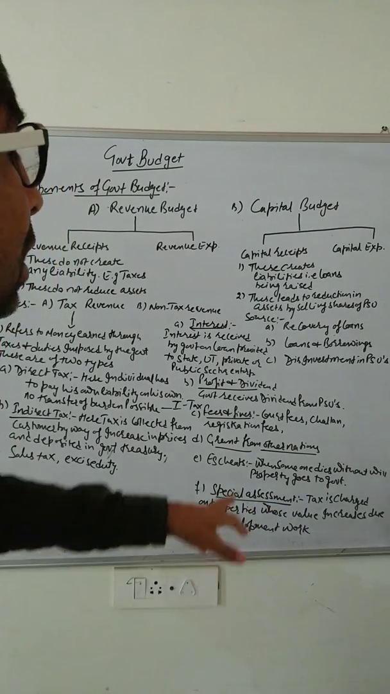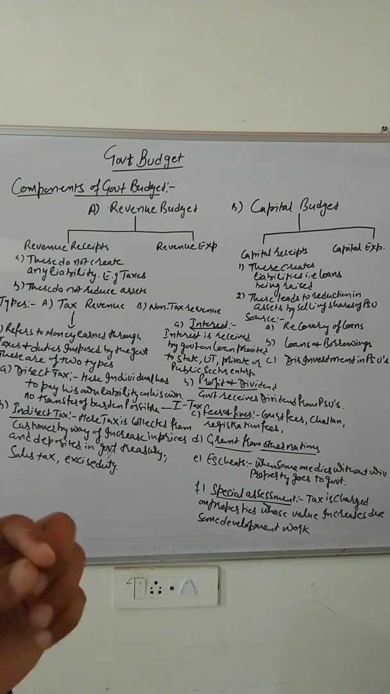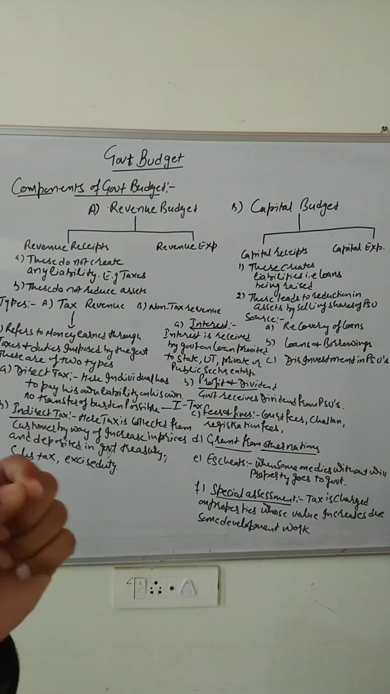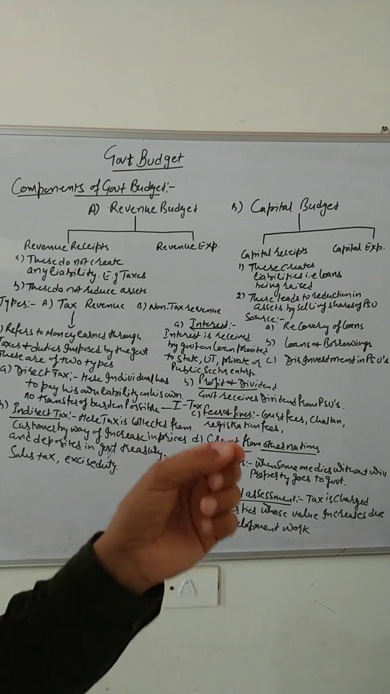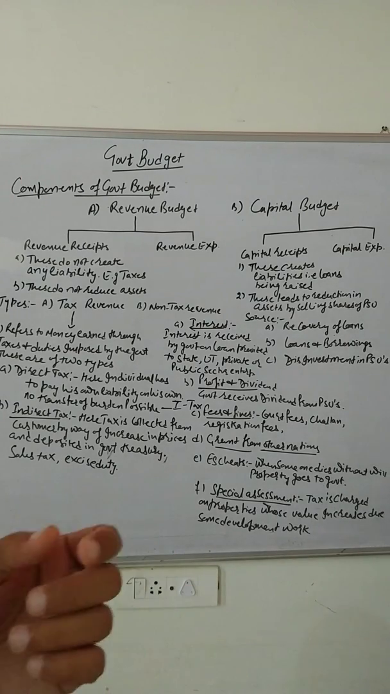And then there is disinvestment in public sector undertakings. Disinvestment means selling up of the shares of a public sector company. By that we are reducing our burden of being part of governance in that public sector company, and also we are generating money out of that business for carrying out the governance activities of the government. So that is how we are going to raise the capital receipts.